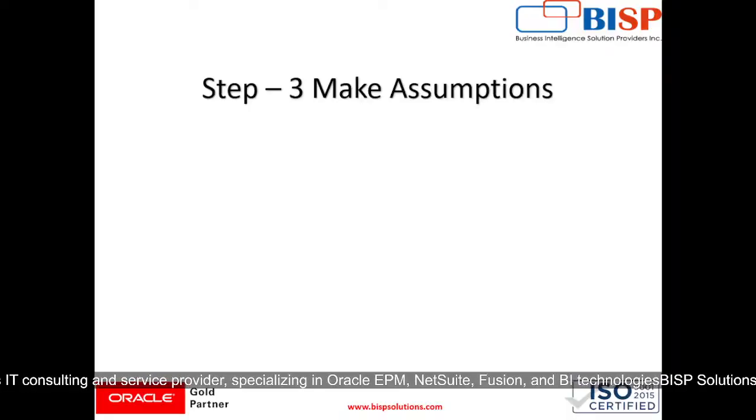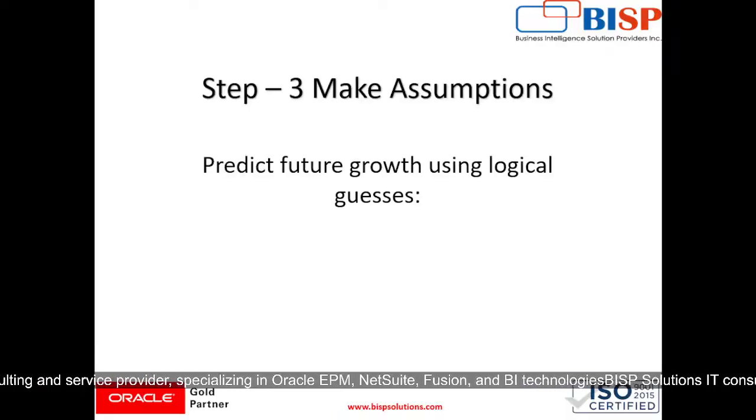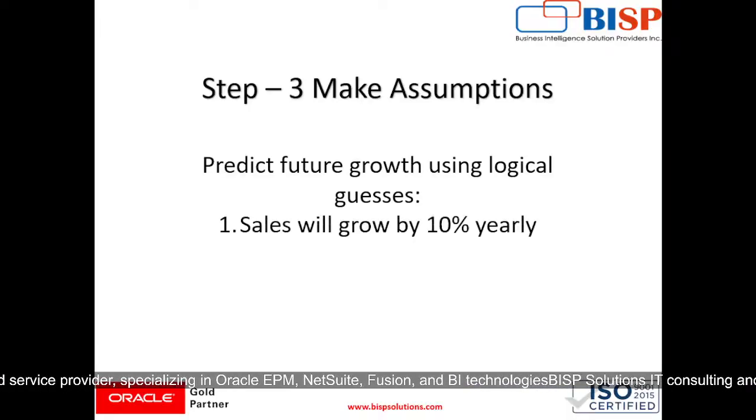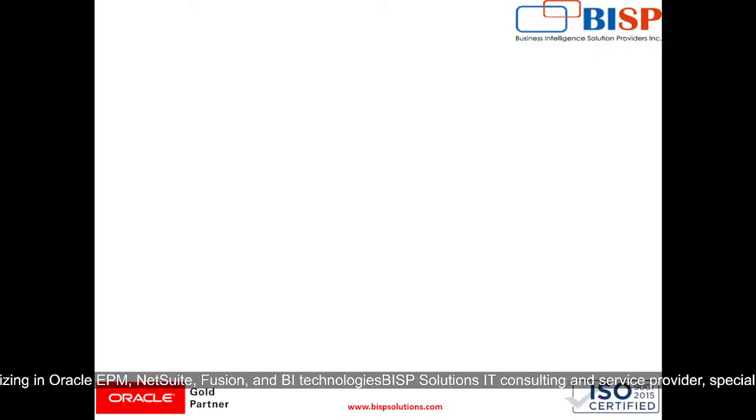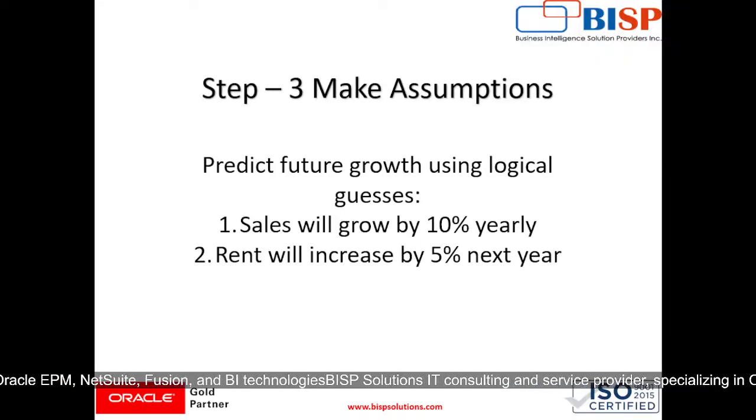Next is making assumptions, where we will be predicting future growth using logical guesses like sales will grow by 10% yearly, rent will increase by 5% next year. So for example, if we are selling 1000 coffees per month this year, we will be assuming 1100 next year.